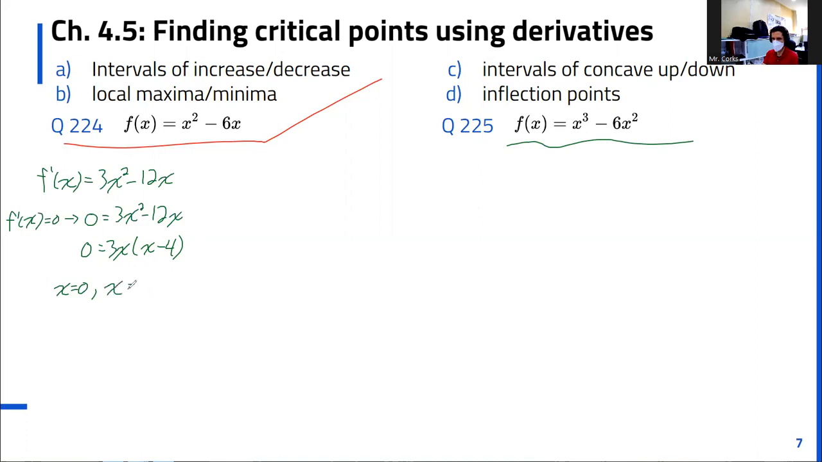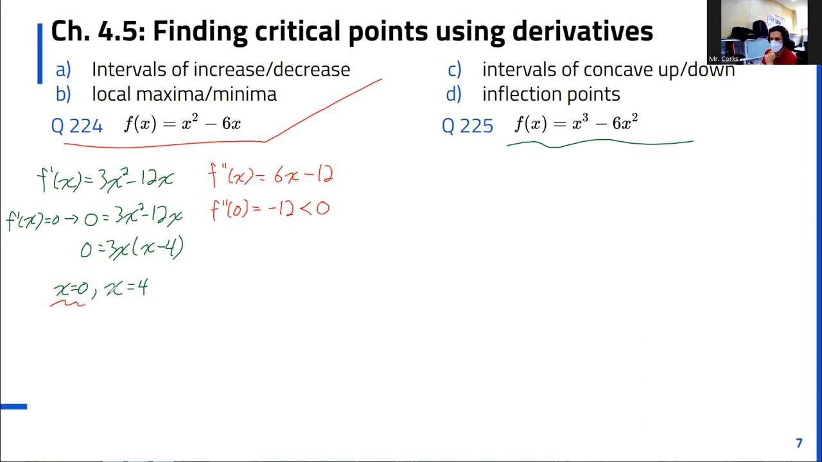Let's try to draw that x a little better. X is equal to 4. Again, these are the two of our critical points, but we don't know if these are maximums or minimums necessarily. So we use our second derivative, f double prime here. We have 3x squared, so that's 6x minus 12. And we'll check our points with this one. So our second derivative when x is equal to 0: 6 times 0 minus 12. So that's negative 12. Okay, so that is negative.